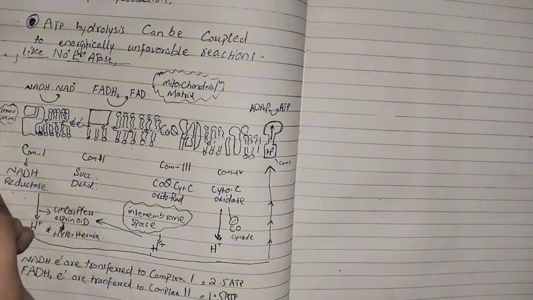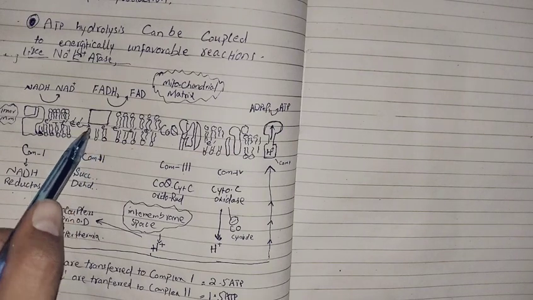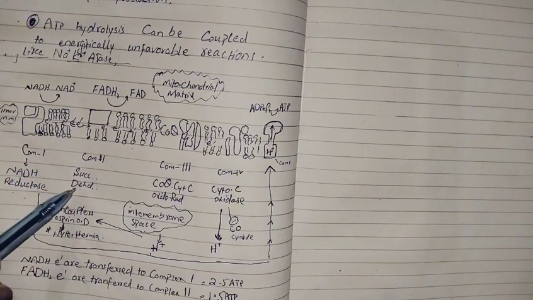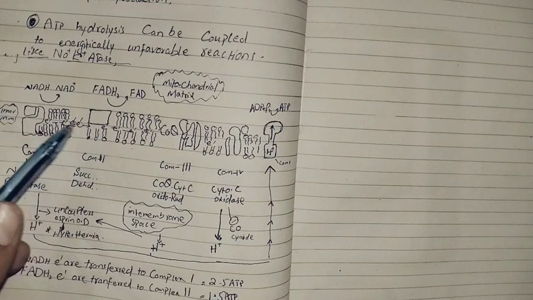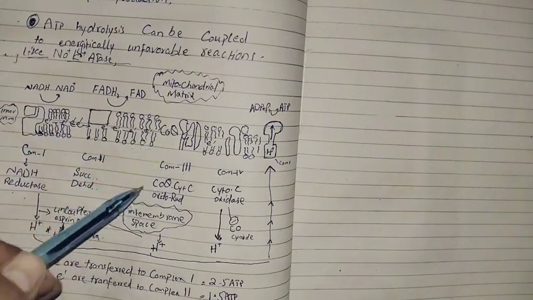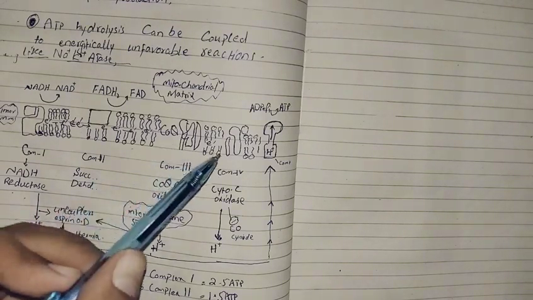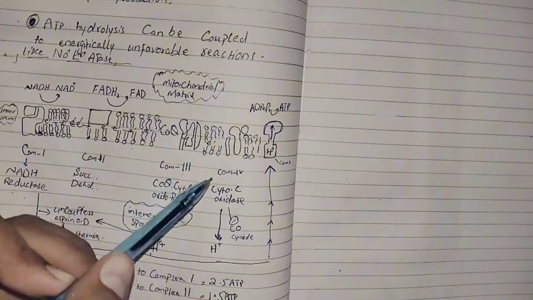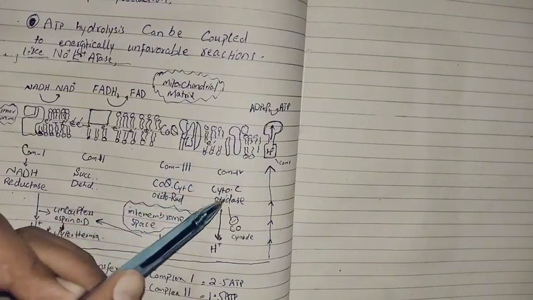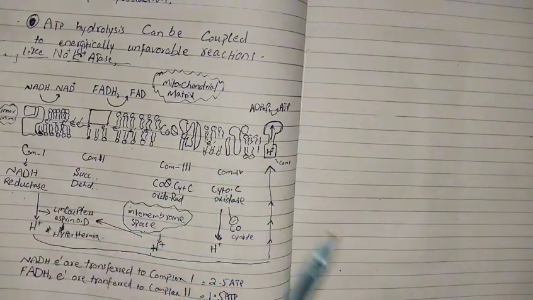First the electrons enter at complex 1, which is NADH reductase. Then electrons will be transferred to complex 2, which is succinate dehydrogenase, and then further electrons will go through coenzyme Q and complex 3, which is CoQ cytochrome C oxidoreductase. The electrons continue their transfer and reach complex 4, which is cytochrome C oxidase, and the last one will be ATP synthase.